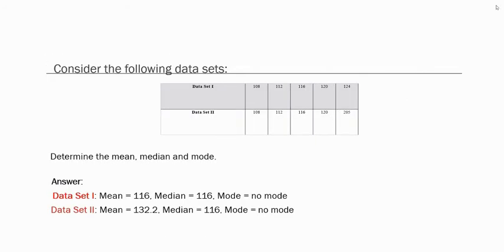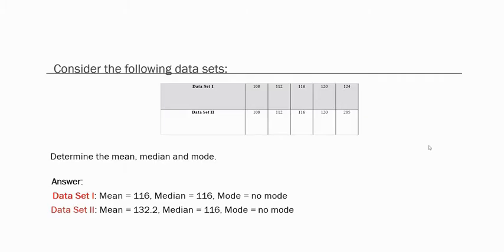Okay, so compare your answers. These are for set 1. For data set 1, the mean is 116 and so is the median. And the mode, there is no mode. Don't write 0 for the mode. Write no mode or none. It cannot be 0. And for data set 2, the mean is 132.2, the median is 116, and the mode, there's no mode.